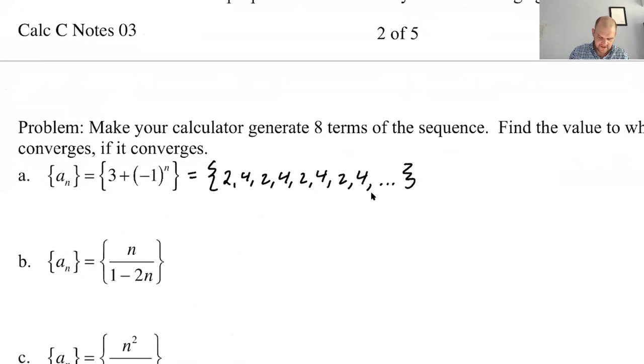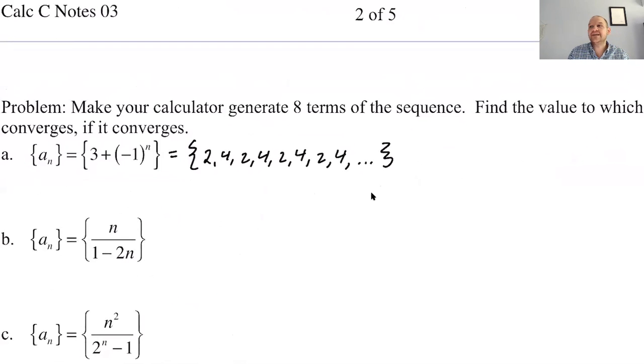So now the question is, does this converge? Well, is it approaching a number, right? So you go out to infinity. Would you expect to get a particular number, or would you be like, well, it depends? Maybe I'm getting 2, maybe I'm getting 4.